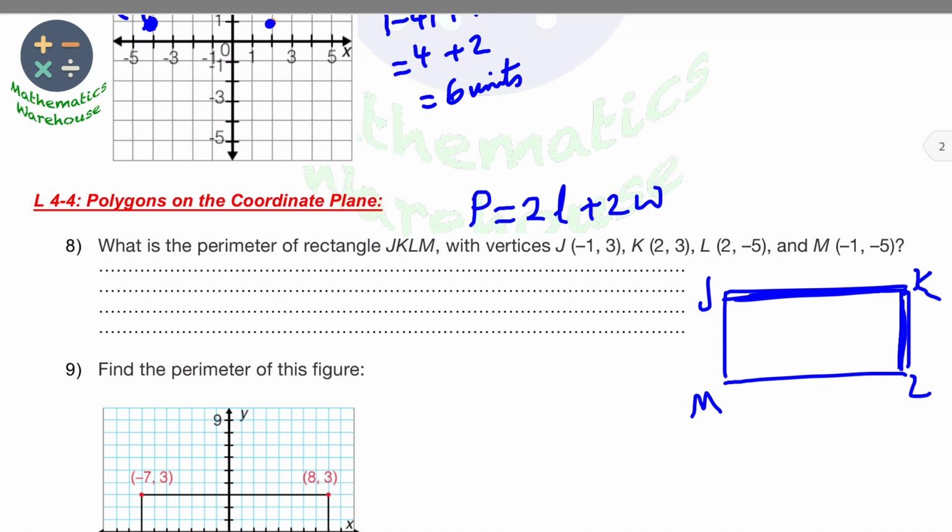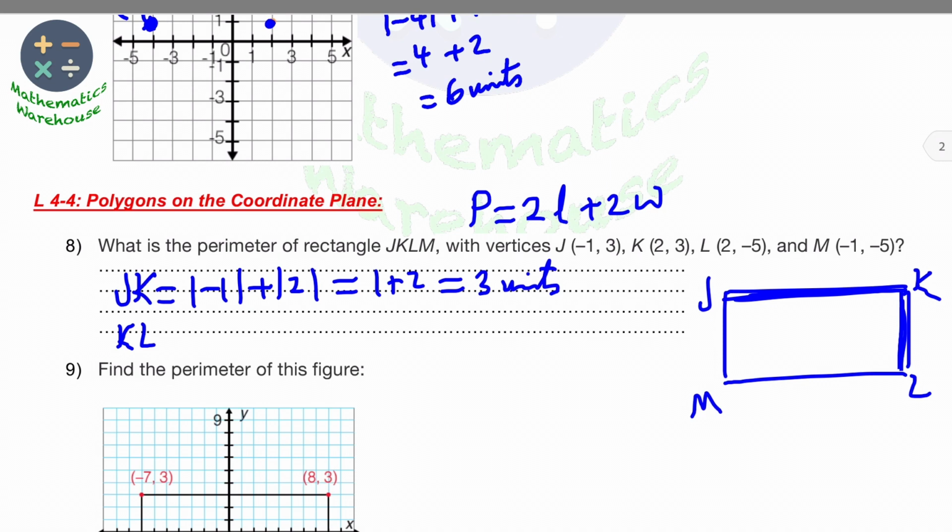To find the length of JK, as you notice here, J is (-1, 3) and K is (2, 3). They have the same y coordinate. It changes only in the horizontal coordinate, -1 and 2. They have different signs, so we're gonna add their absolute values. So the length of JK equals the absolute value of -1 plus the absolute value of 2, which is 1 plus 2 equals 3 units. And for KL, K is (2, 3), L is (2, -5).